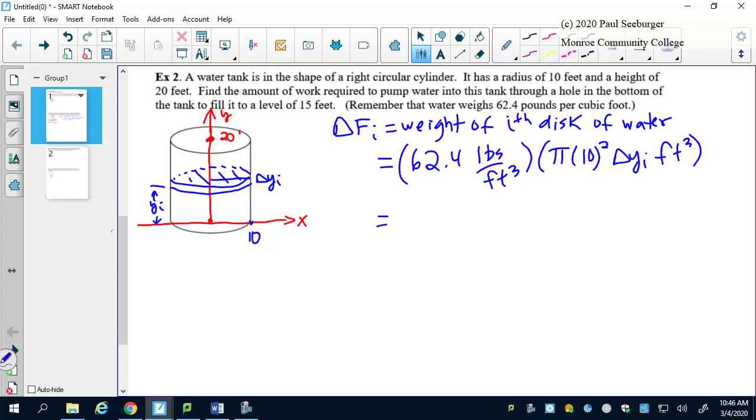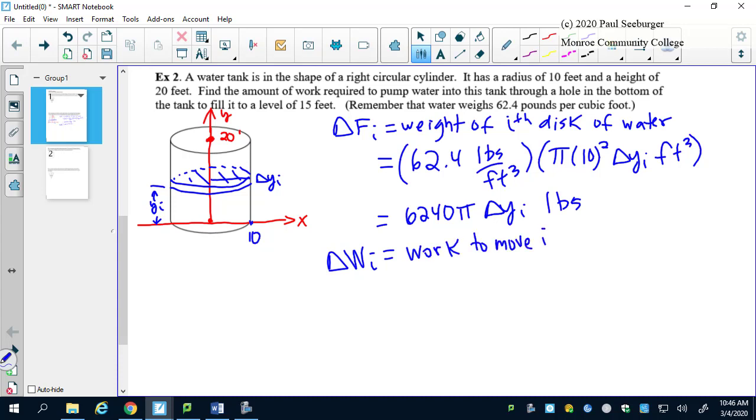Okay, so let's see. This is going to simplify to 100 pi, so 6240 pi. Units are going to be actually delta y sub I is still there too. Units are going to simplify to pounds. Okay, then we're ready to go for our work done to move the ith disk of water into place.